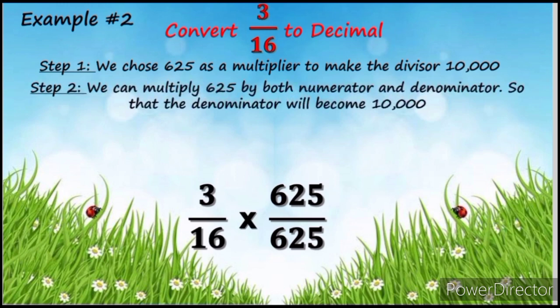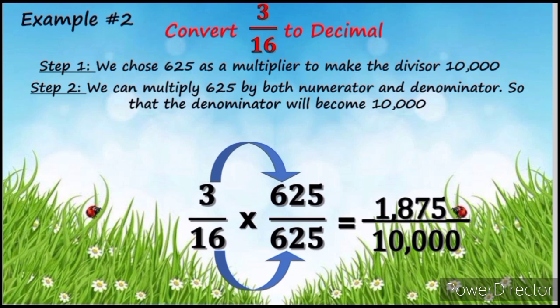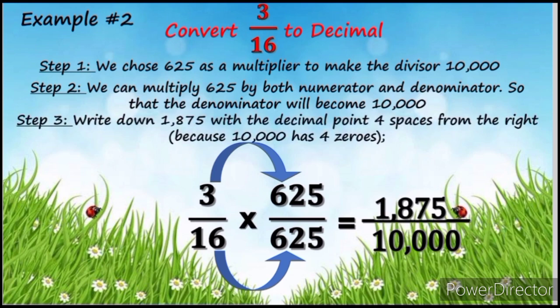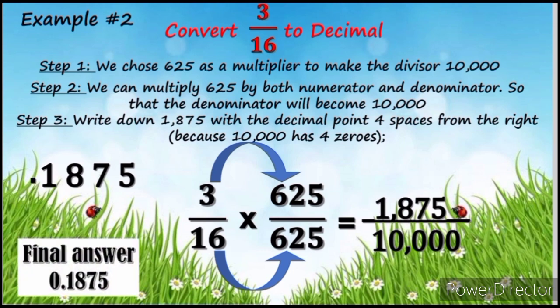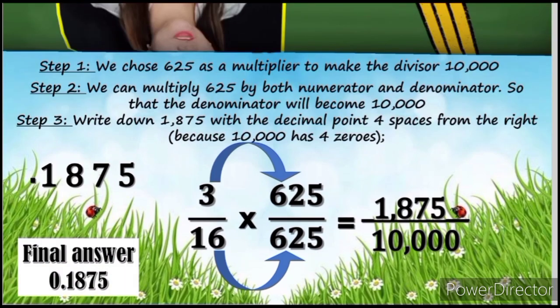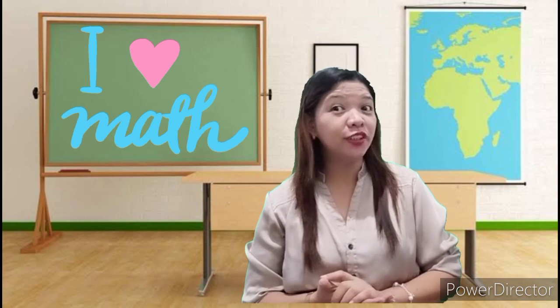Step number 2. We can multiply 625 by both numerator and denominator so that the denominator will become 10,000. 16 multiplied by 625 is equal to 10,000. 3 multiplied by 625 is equal to 1,875. For step 3, write down 1,875 with the decimal point 4 spaces from the right because 10,000 has 4 zeros. Let's move the decimal places. 1, 2, 3, 4. We have 0.1875. Now, are you ready to answer your module?